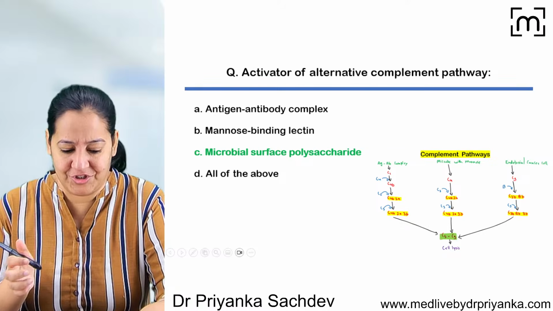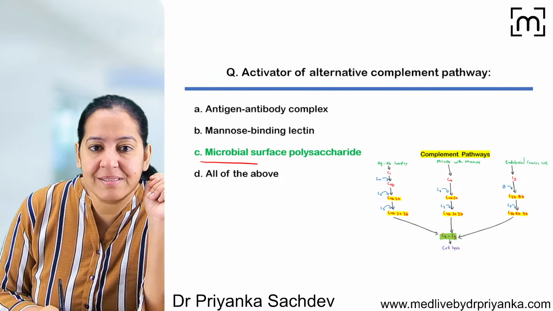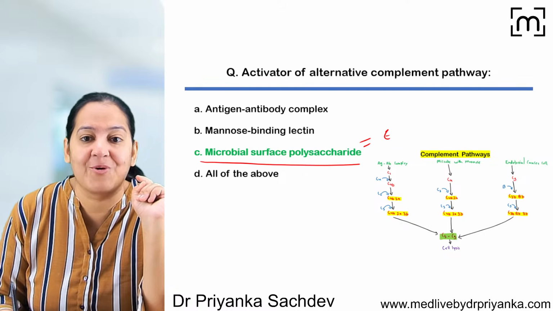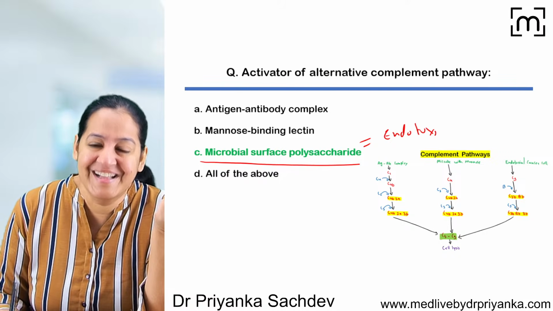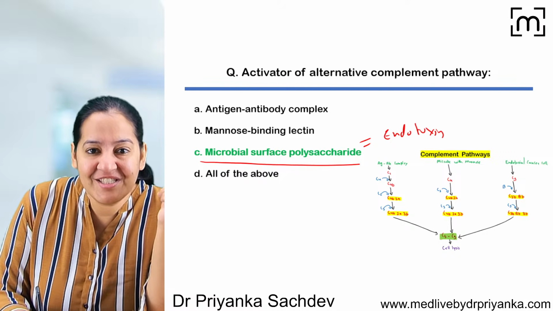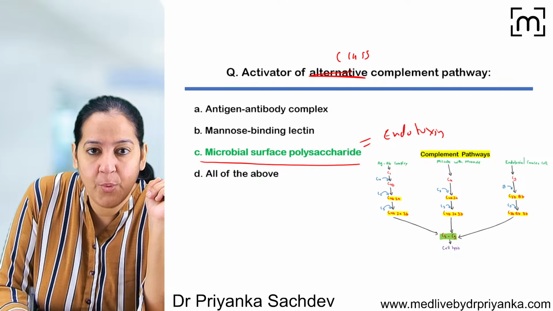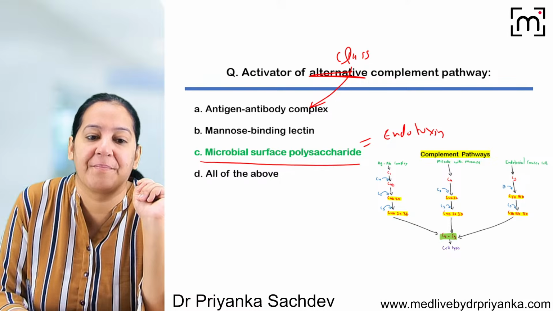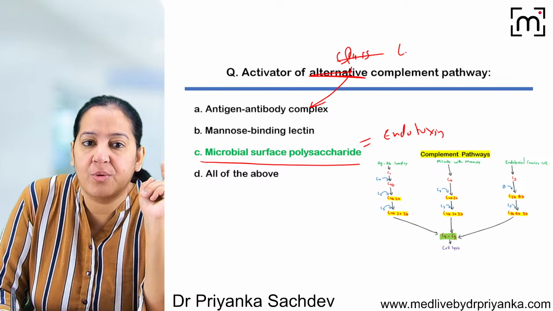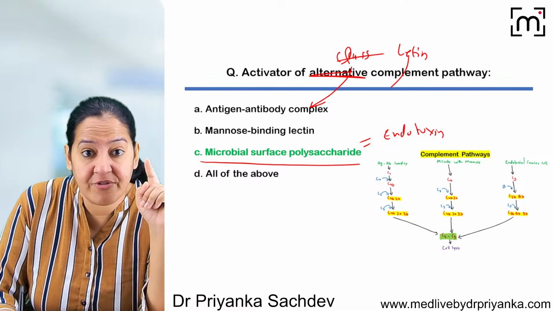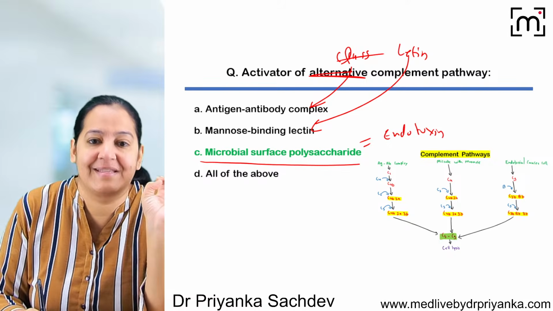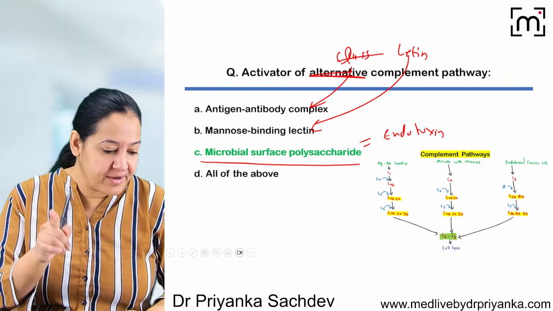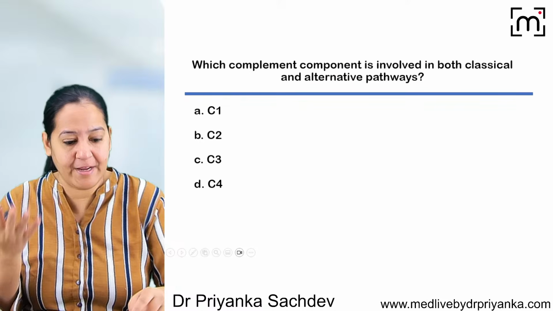It's a little bit tricky question. The correct answer is microbial surface polysaccharide, I mean to say endotoxin, the other name given to endotoxin. So endotoxin is the trigger here. If I change the question to classical, what is your answer from the same 4 options? The trigger in classical is the antigen-antibody complex. If I change the question to the lectin pathway, the trigger is mannose sugar present in the cell wall. In that case, the answer will be B. So triggers are very important. You get frequent questions on the trigger.